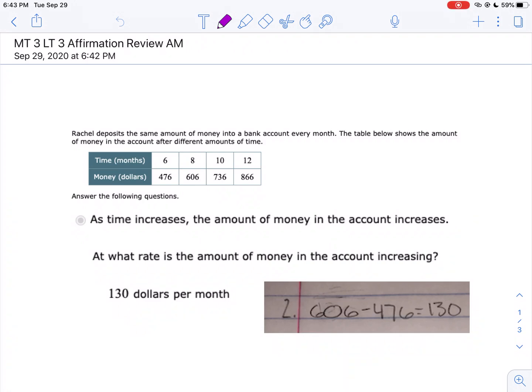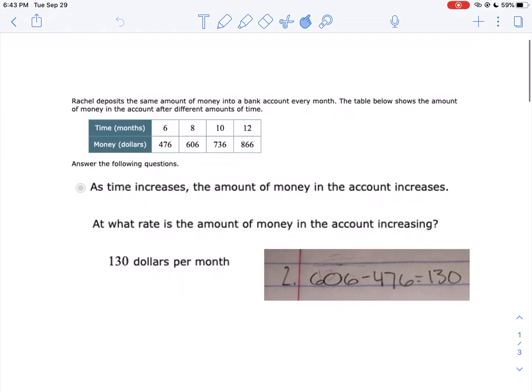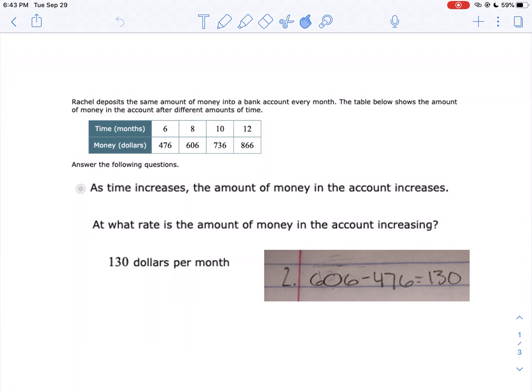Hey, let's take a look at your MT3, LT3 affirmation. We're going to take a look at it and then have you redo it. You did a little bit better than the computer said.